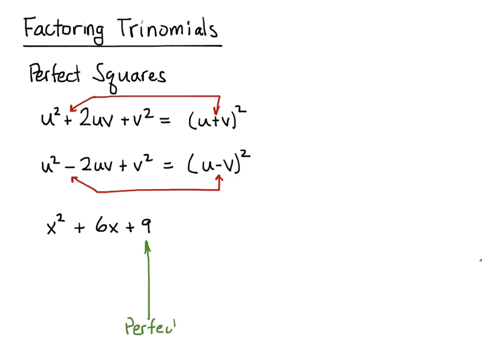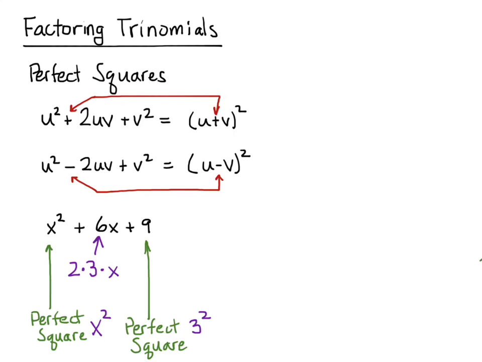Okay, so the simplest case, we notice that the last term is a perfect square, the first term is a perfect square. So what we're going to test to see then, since the perfect square is x squared and 3 squared, we're going to take 3 times x times 2, and if that equals 6x, we have one of our special forms, and so that just becomes x plus 3 squared. Okay? Take a look at another one here.